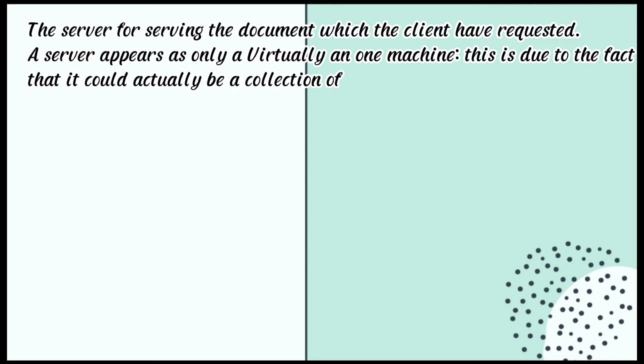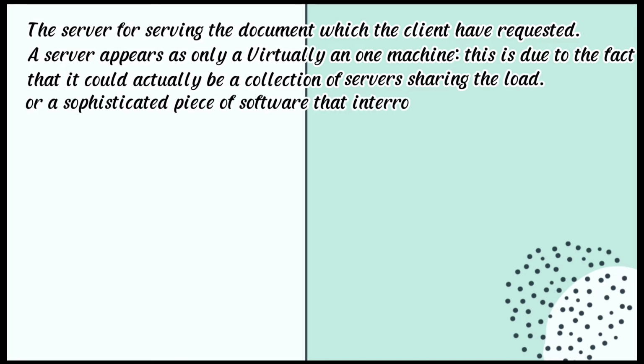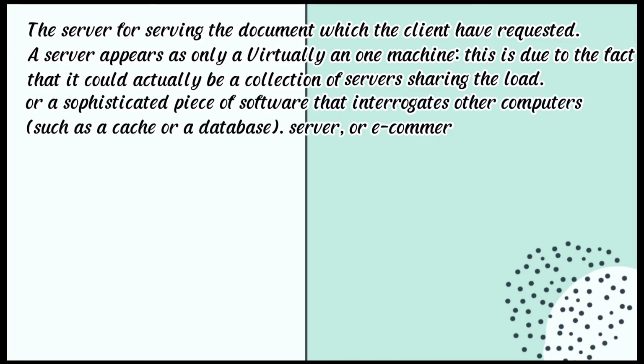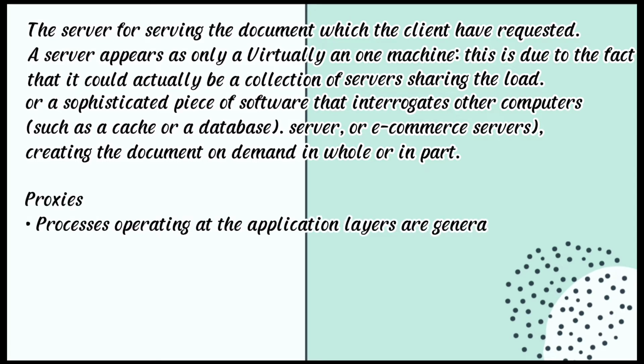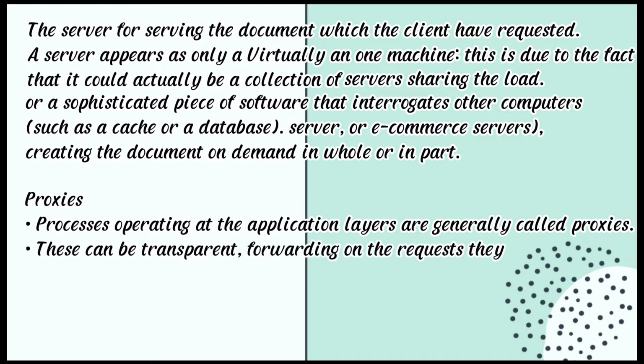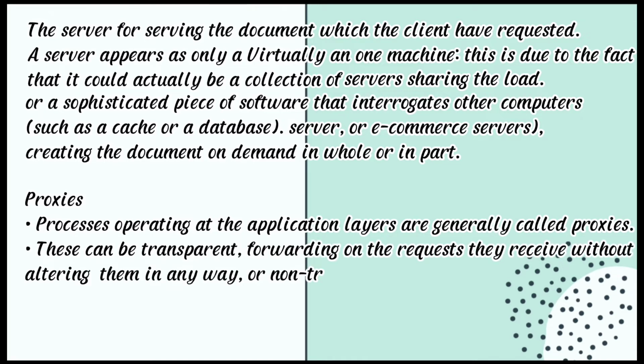This is due to the fact that it could actually be a collection of servers sharing the load, or a sophisticated piece of software that interrogates other computers such as a cache, a database server, or e-commerce servers, creating the document on demand in whole or in part. Proxies. Processes operating at the application layers are generally called proxies. These can be transparent, forwarding on the requests they receive without altering them in any way, or non-transparent, in which case they will alter them.